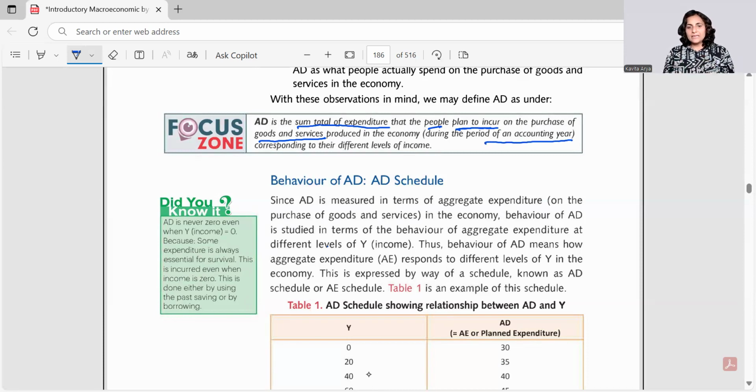So please stay informed that you have to give all these keywords to define AD, else you may lose half a mark or even the whole 1 mark if you're missing any of these important pointers.